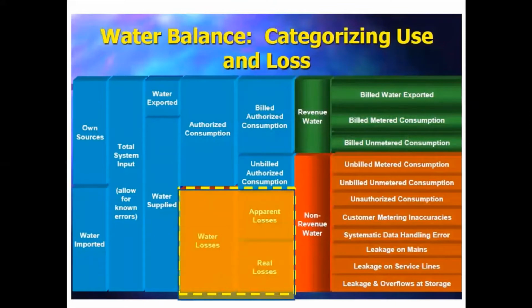So what we see here is our water balance chart. This chart is basically used to do an analysis on our system to see where we are as far as our revenue water versus our non-revenue water. And the big giant yellow box on the bottom that highlights water losses is going to take a look at the two different types of water losses, which are apparent losses and our real losses.